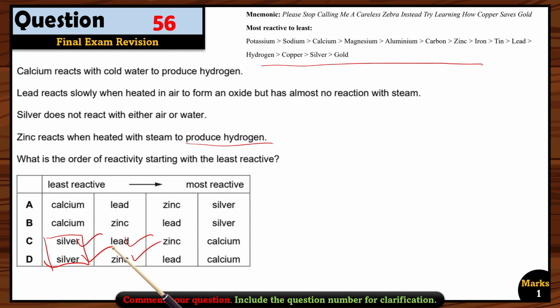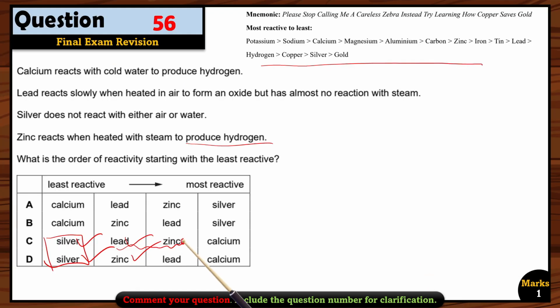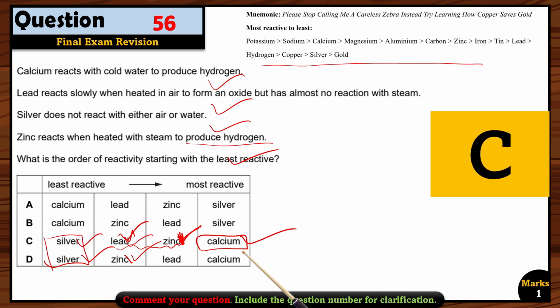But now, who is more reactive, zinc or lead? If you see, zinc comes first, so it means zinc is actually more reactive than the lead. So zinc should come over here, right? That's right, because zinc is more reactive, and lead is less reactive. And then we are just left with the calcium option, because calcium is the most reactive one. You don't even have to look at these options if you memorize the reactivity series. So you can easily predict the answer, that is C. So option C is the correct option.